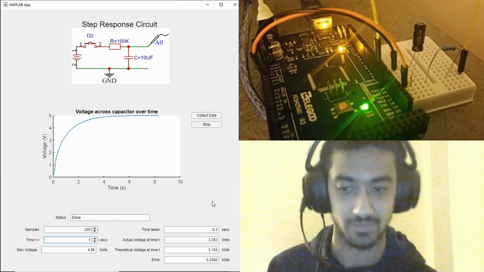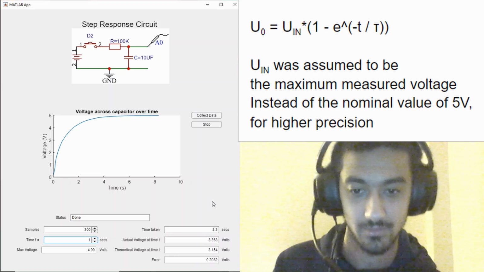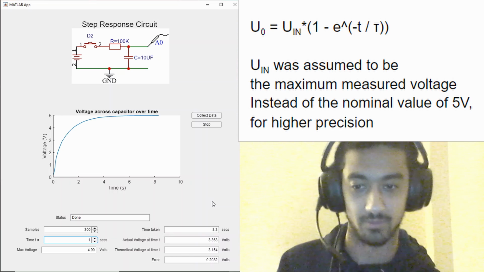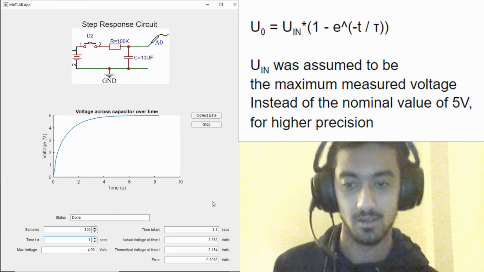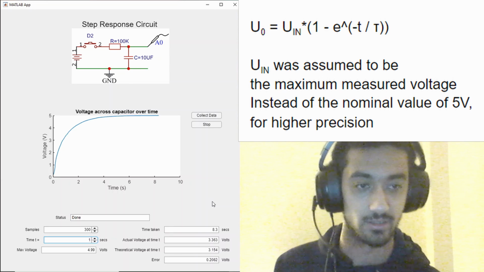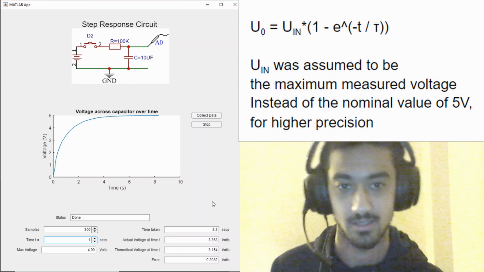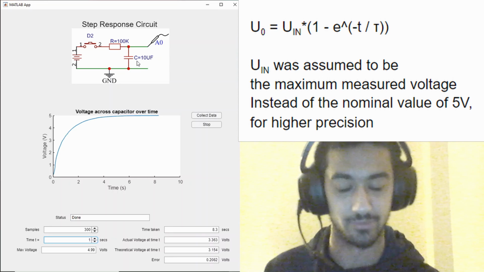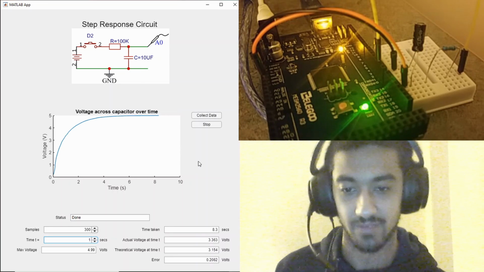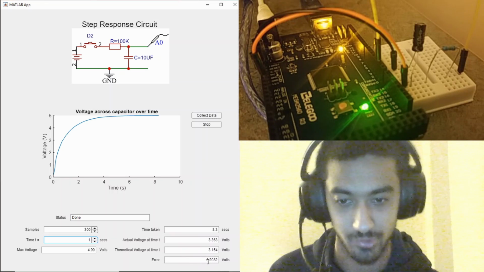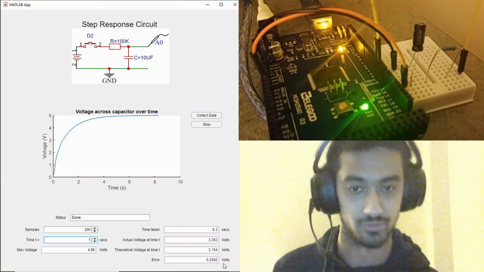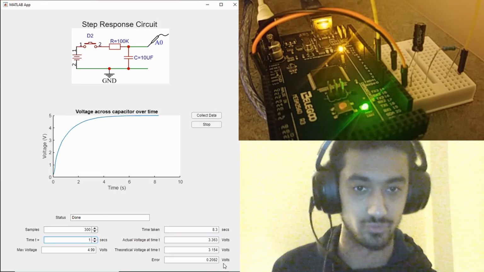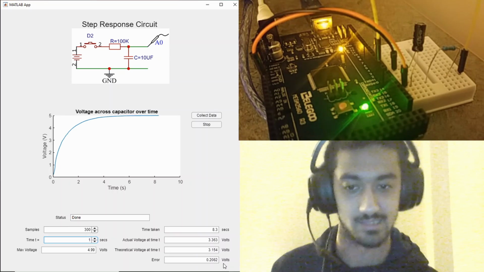The theoretical value for that is 3.15 volts, and that was calculated by using the formula theoretical voltage equals U_n multiplied by 1 minus e to the negative t divided by tau, where tau was calculated using my resistance and my capacitance as given in the circuit over here from the nominal values. Finally, I have my error, which is 0.2082 volts, and that is simply the actual voltage minus the theoretical voltage. And in this case, I think 0.2 volts is fairly accurate for the purpose of this lab.